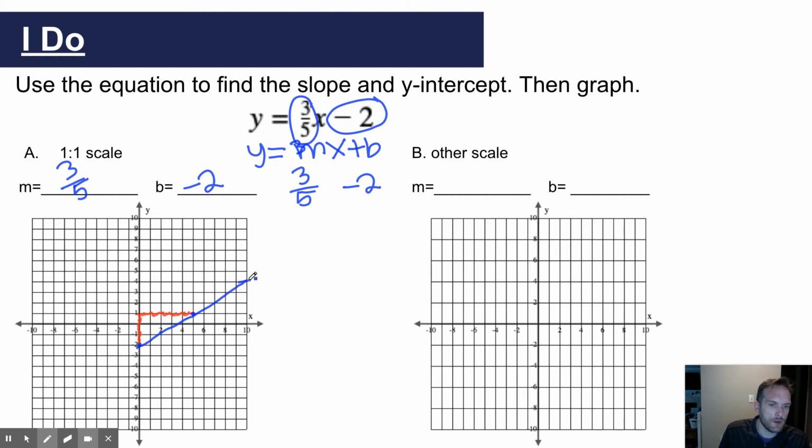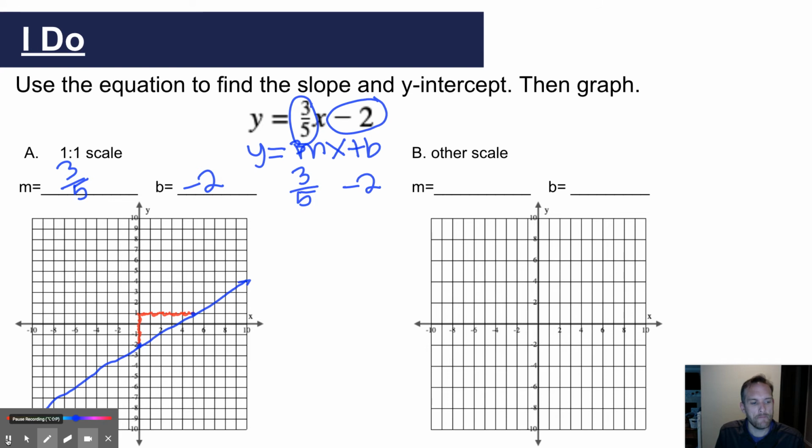Now this line's not perfect, but it's close. There's our graph. Okay, so this tells me your slope is up 3 over 5, and it goes through -2 as your starting point or your y-intercept. Go ahead and pause the video right now, and I want you to write this down in your journal, and then you can come back to me and we'll go over the next I do.